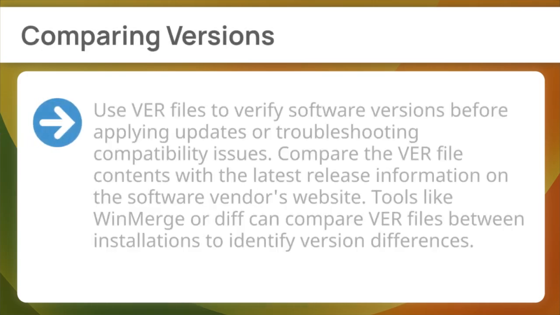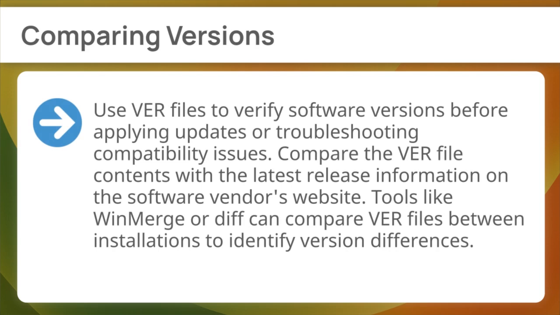Next, comparing versions. Use VER files to verify software versions before applying updates or troubleshooting compatibility issues. Compare the VER file contents with the latest release information on the software vendor's website. Tools like WinMerge or diff can compare VER files between installations to identify version differences.